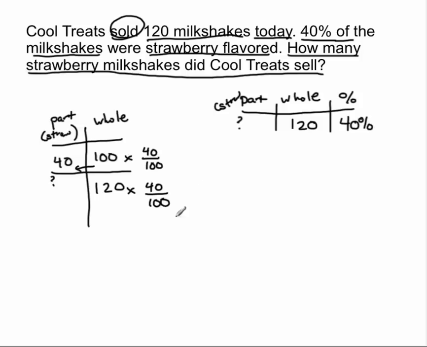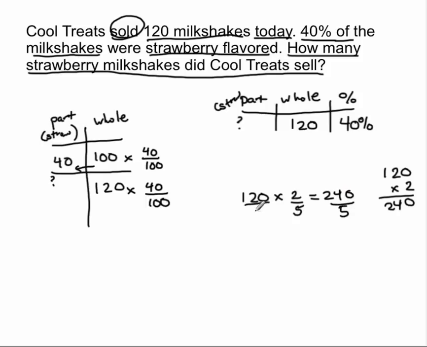And 40 hundredths can be simplified to 2/5 because 20 can go into both of these numbers. So if I wanted to do the work more simply, I would do 120 times 2/5. And when I do that, 120 times 2, anytime you have double digits, you always want to show your work off to the side. That's 240. And 240 is going to be divided by 5.